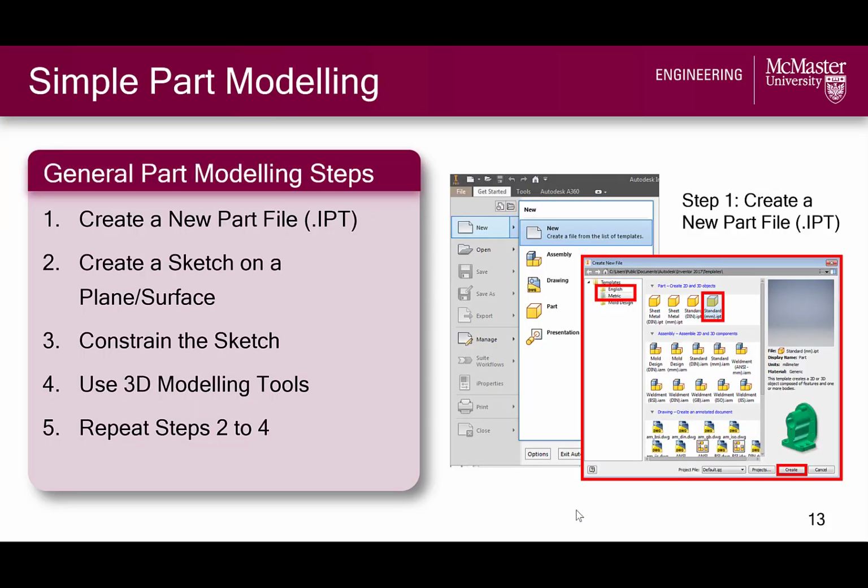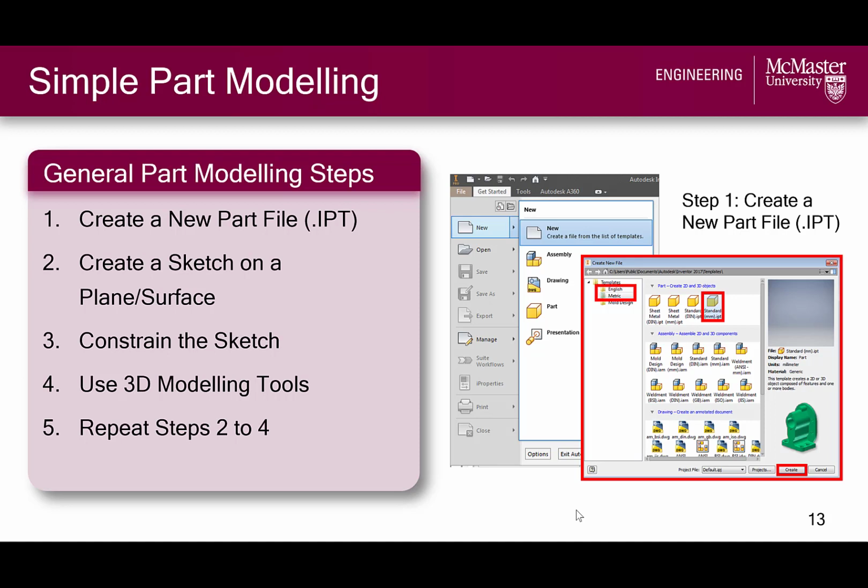So with this basic tour of the Inventor interface complete, we can now go through the general steps of part modeling. We've already covered step 1, which is creating a new part file. Step 2 is creating a sketch on some plane, followed by step 3 of constraining the sketch. Once that's complete, we can move to step 4 and use 3D modeling tools to transform our 2D sketch into a 3D feature, and after that it's just rinse and repeat with steps 2 to 4 until all of the part's component features have been modeled.